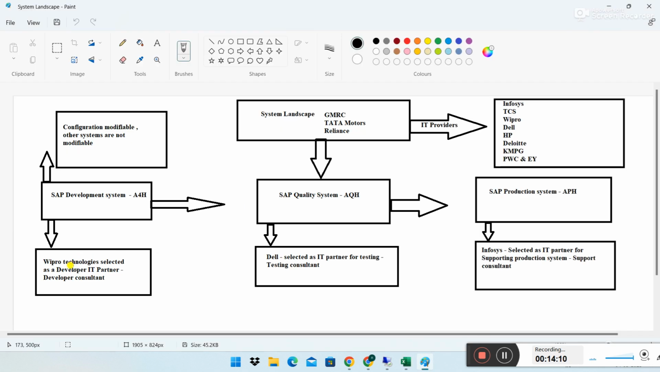Based on the agreement and the IT provider where you join, your job role will be decided, right? Whether you will be a developer, or a quality person, maybe a tester, or a support consultant. That is how it works.